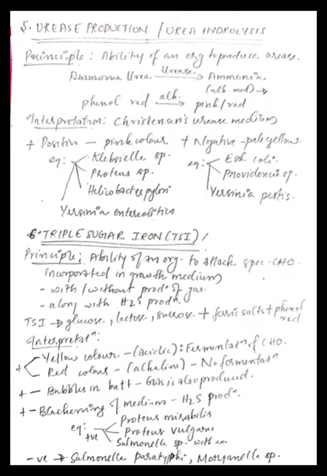With that there is an exception, that is Salmonella paratyphi. H2S is not produced during fermentation of carbohydrate by Salmonella paratyphi and Morganella species. That is, H2S production is negative. It's not shown by Salmonella paratyphi and Morganella species. Next we can go to sugar fermentation.